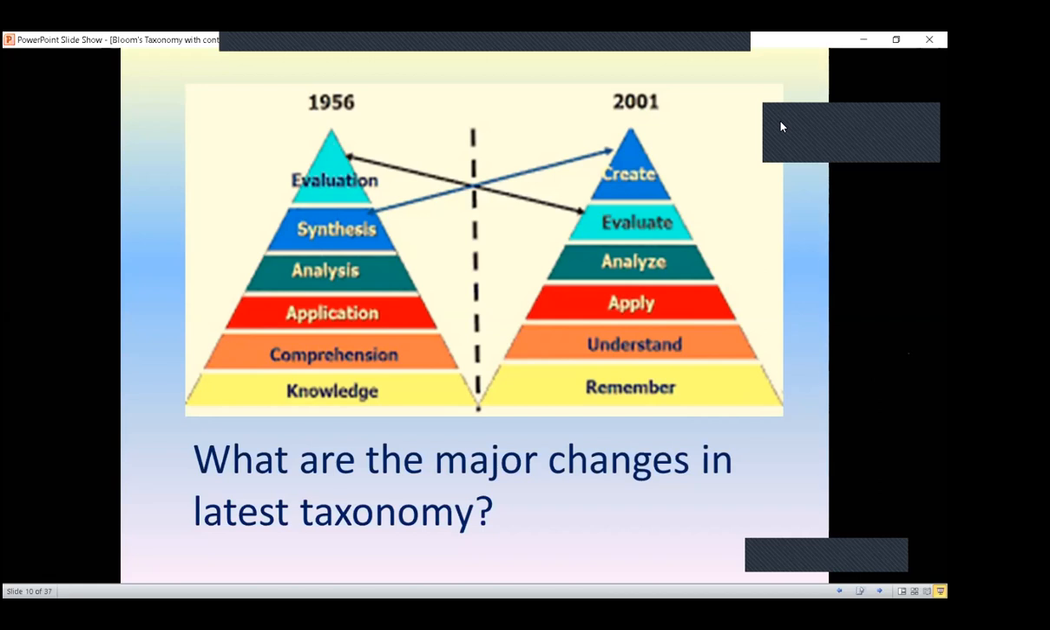That is the most important part, and that part we are lacking in our educational system. At the apex is create. Can you just think and tell me why Bloom made these changes? Why from 1956 to 2001? Why were the changes made?